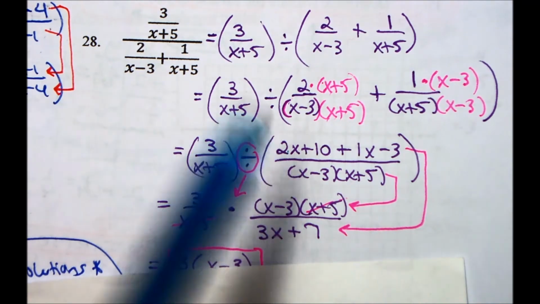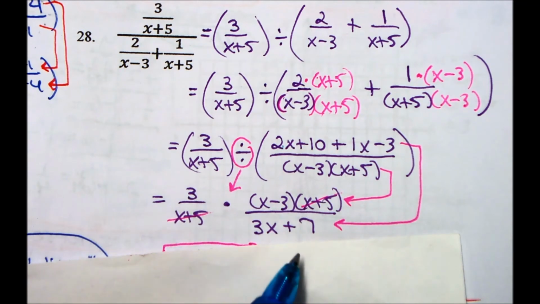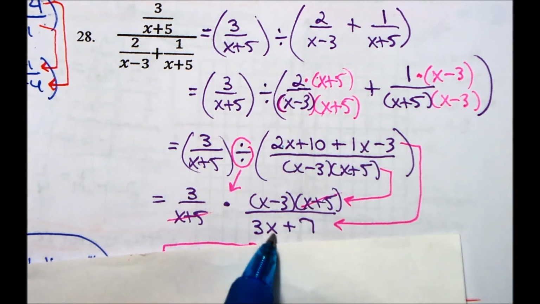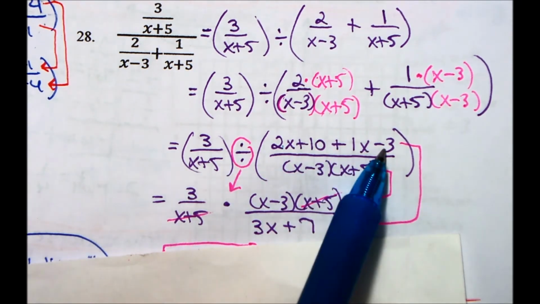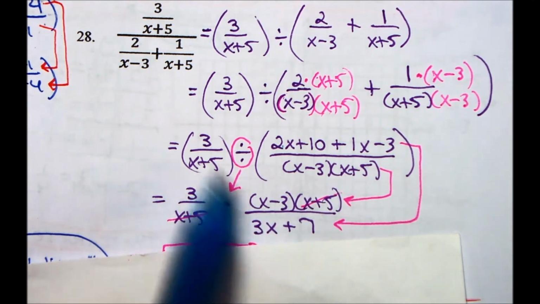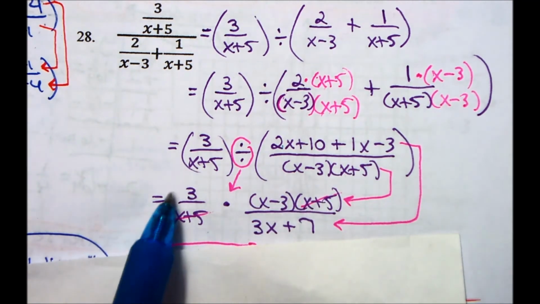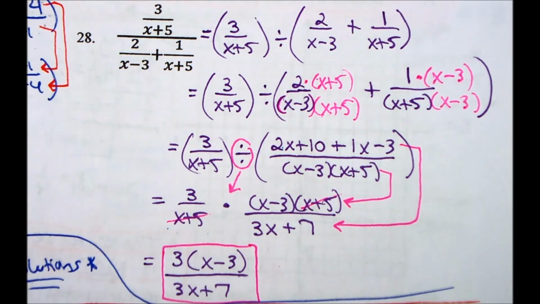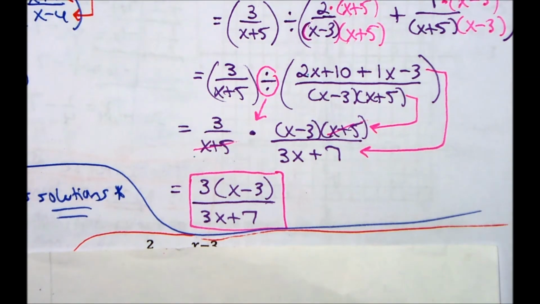And it looks like I was trying to multitask here. So when I combine like terms, I put it in the denominator. So the x plus the 1x became 3x in the denominator because I'm multiplying by the reciprocal. 10 minus 3 gave me a positive 7 there, and then these factors go in the numerator. And then this one just comes down, so now we can reduce the x plus 5s. So I end up getting 3 times x minus 3 at the top, and then 3x plus 7 in the bottom. So that's my simplified fraction.